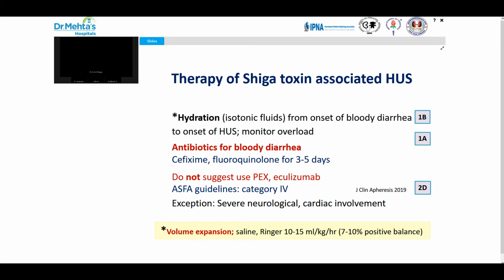Once you have AKI, then obviously you can't hydrate more. But by giving isotonic fluids, the risk of hemolytic uremic syndrome was clearly lower. And even in our guidelines, we recommended it. We said that we recommend the use of isotonic fluids, either saline or Ringer lactate, trying to maintain a positive balance in patients who have dysentery or bloody diarrhea until, once you get AKI, then you would stop giving IV fluids. What about the role of antibiotics? So there has been some controversy on this.